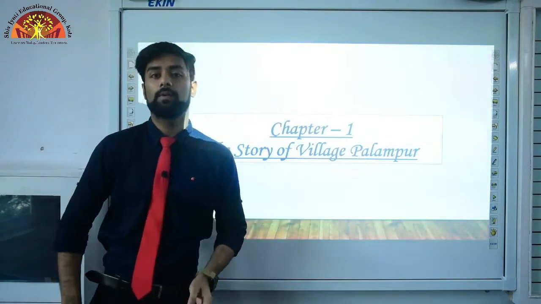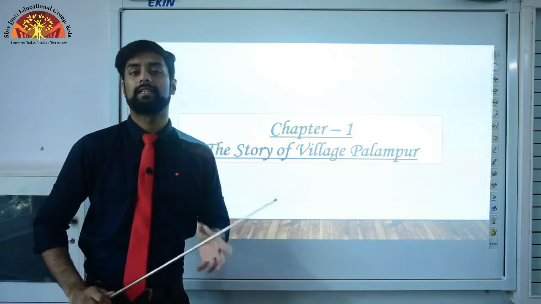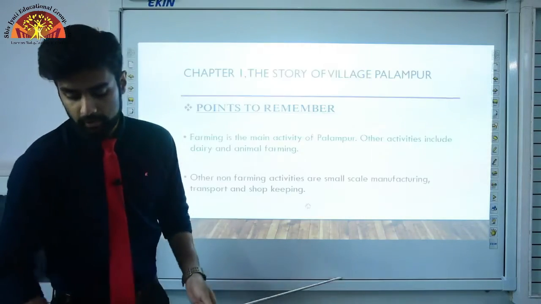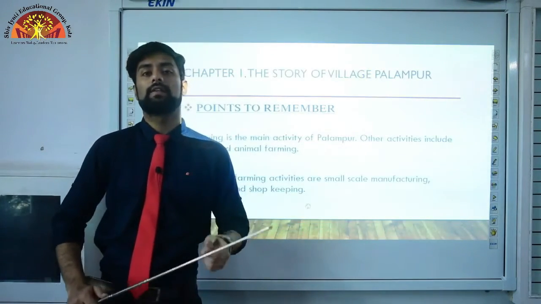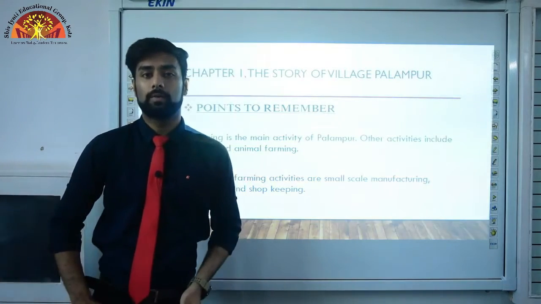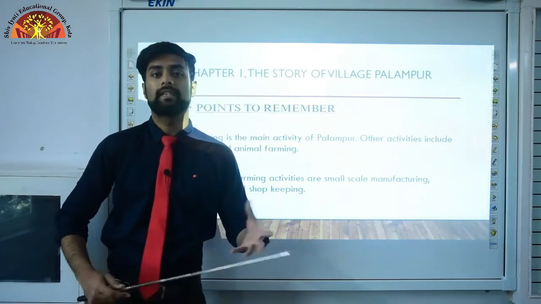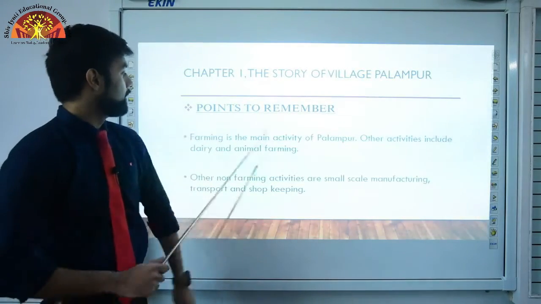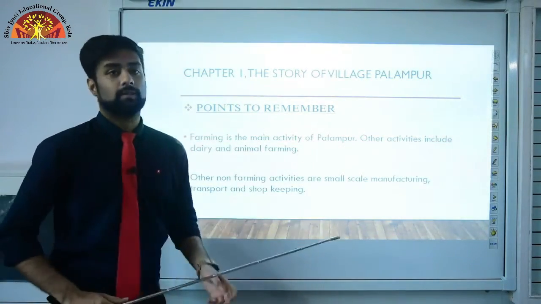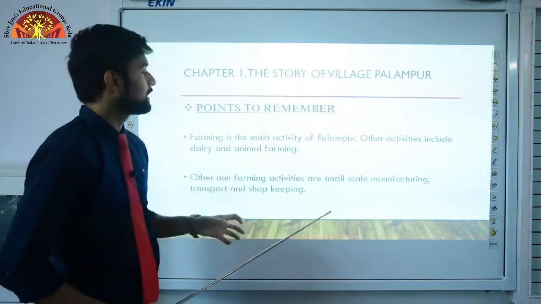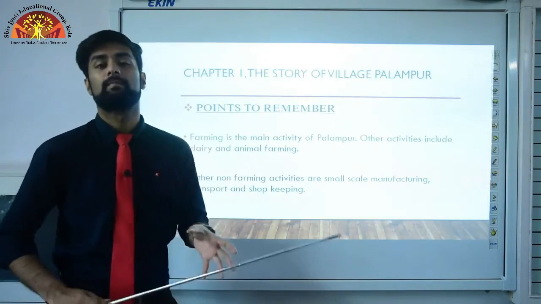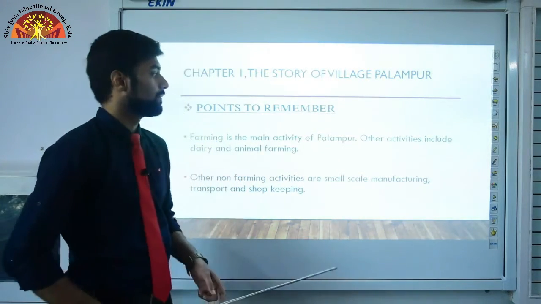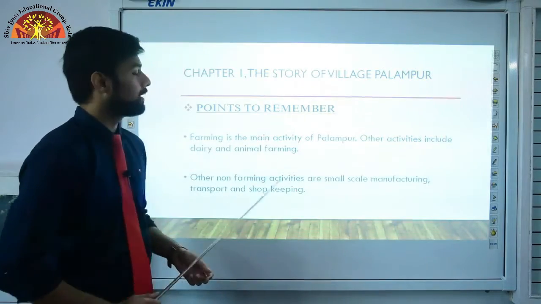First of all, open your book on page number 1, okay, that is chapter 1 of economics, the story of village Palampur. Students, in this chapter you learnt about a village Palampur and its occupations, the people who were occupied in several jobs in there, okay. So let us go through this. See, farming is the main activity of Palampur. Palampur is a small village, and what is the main activity of Palampur? It is farming. That means most of the people who live in Palampur are engaged in agricultural activity. Other activities include dairy and animal farming.